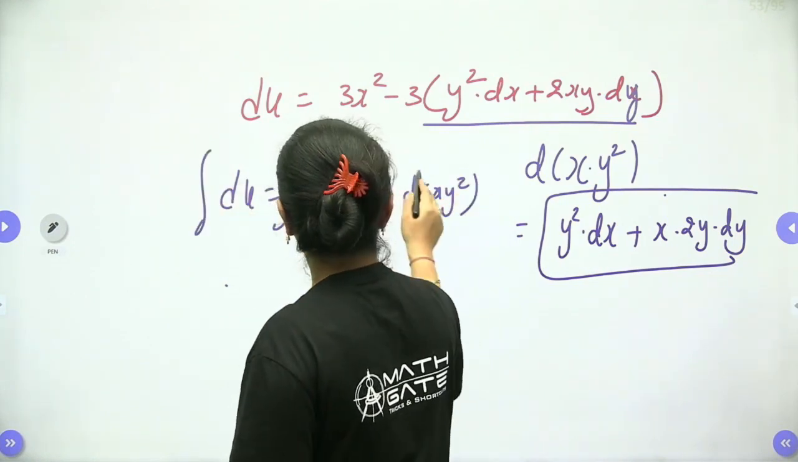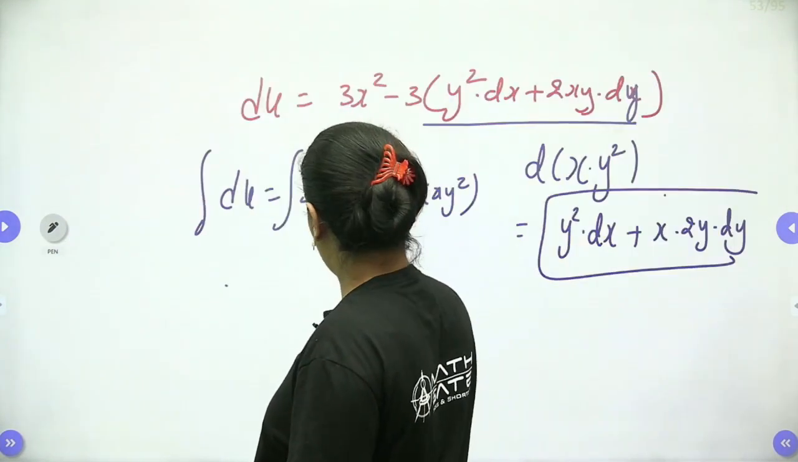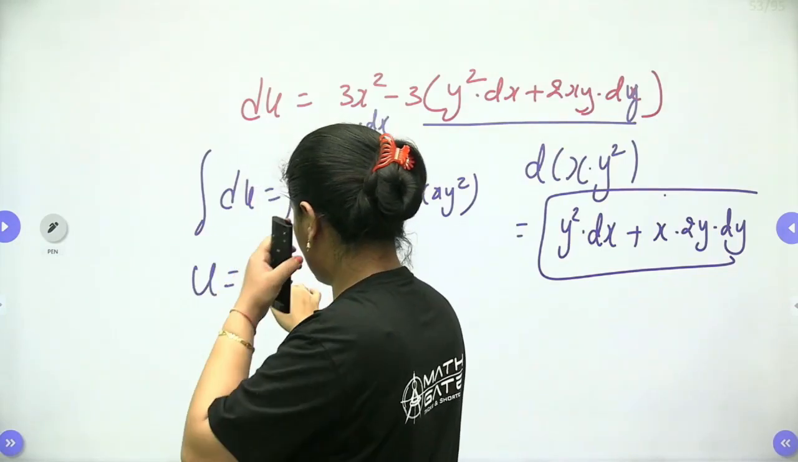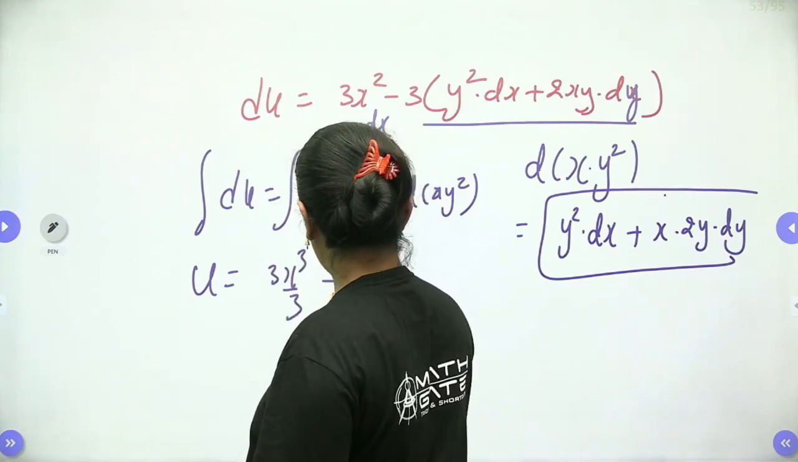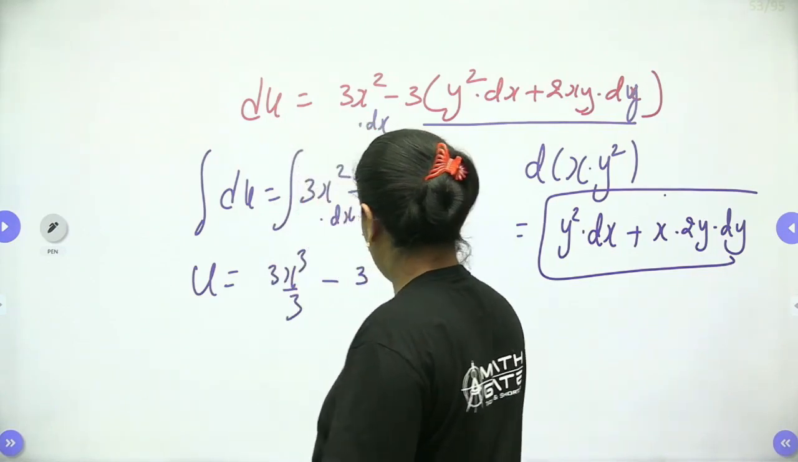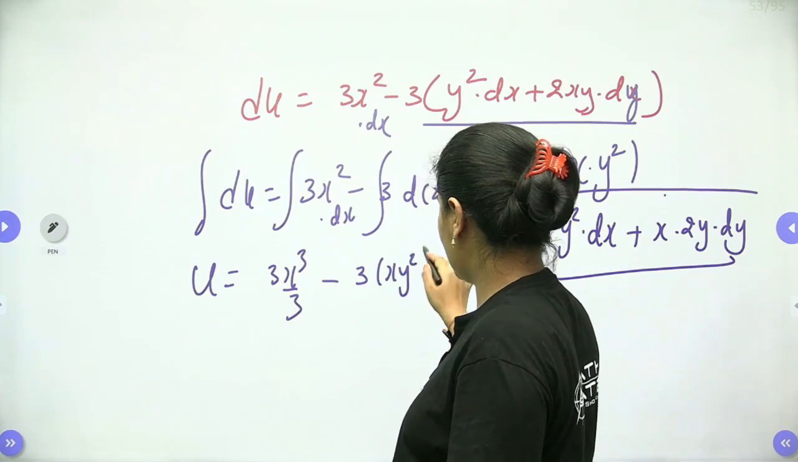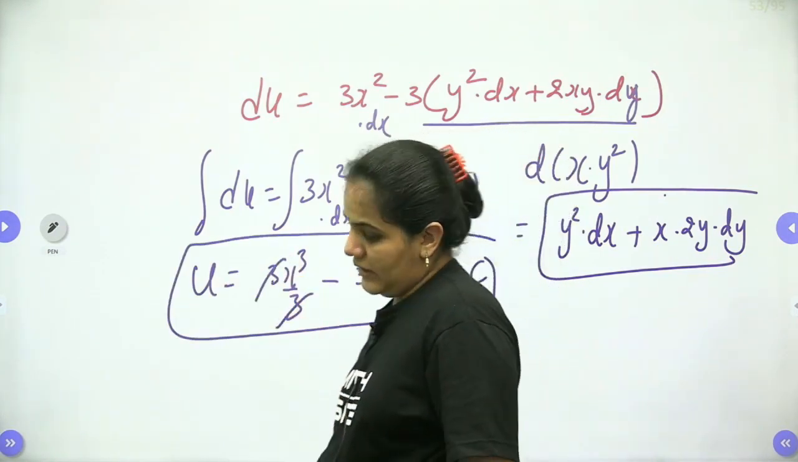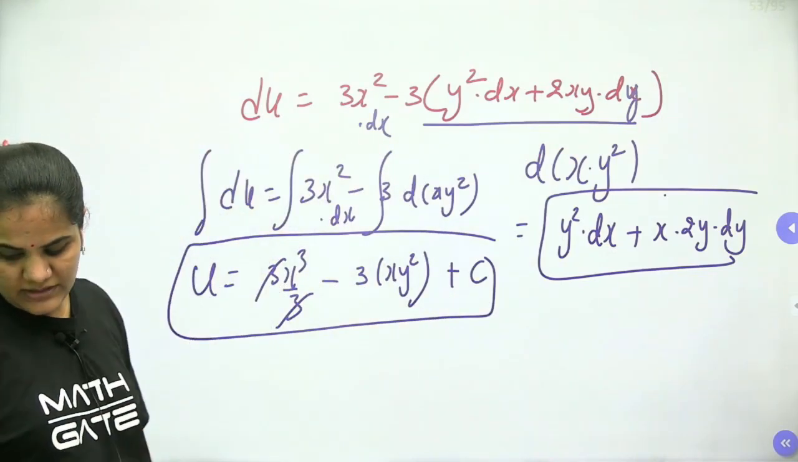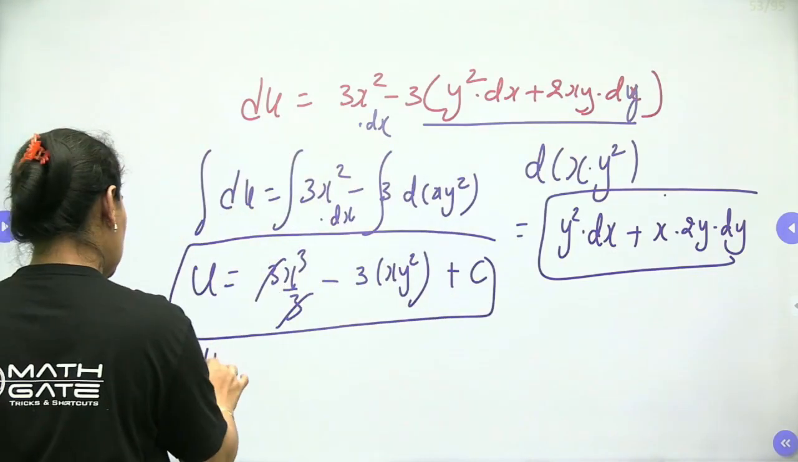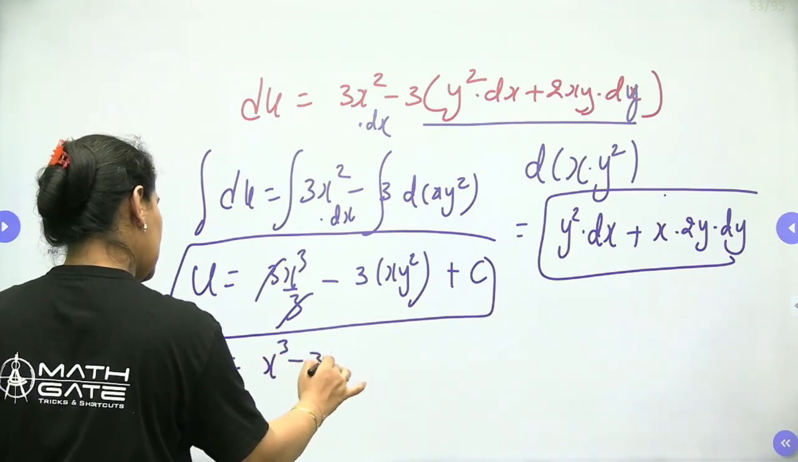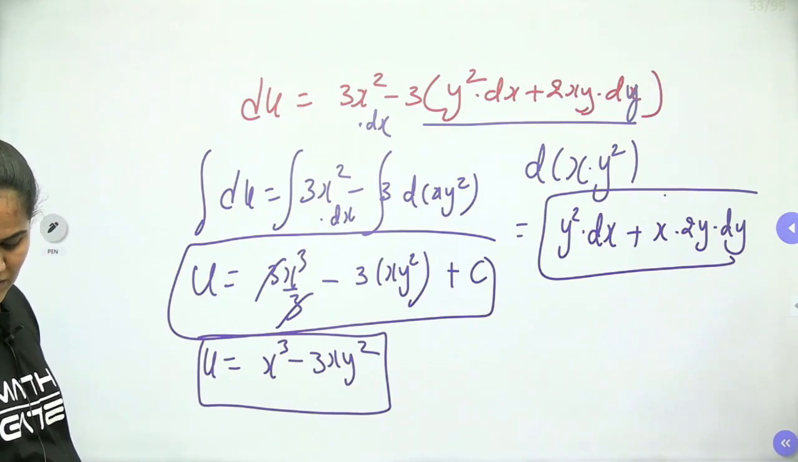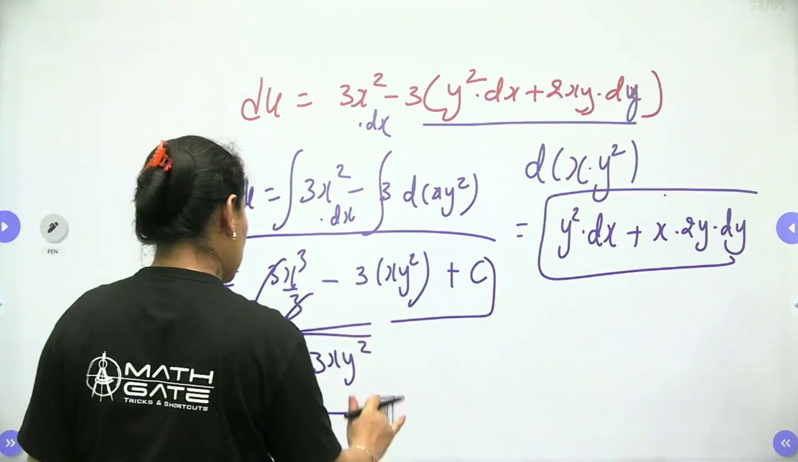Now let's integrate both the sides. It is 3x square dx. So u is equal to 3x cube by 3 minus 3 times xy square, plus c. Here 3 and 3 will cancel out, dear students. So we will have u equal to x cube minus 3xy square. So we can say the value of u is equal to x cube minus 3xy square plus c.